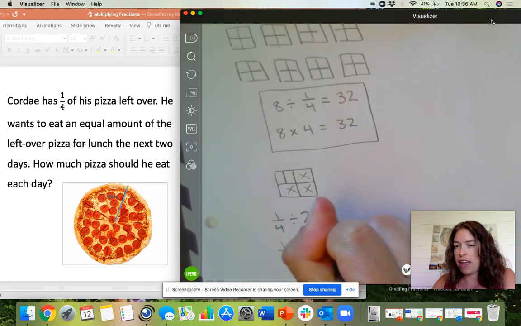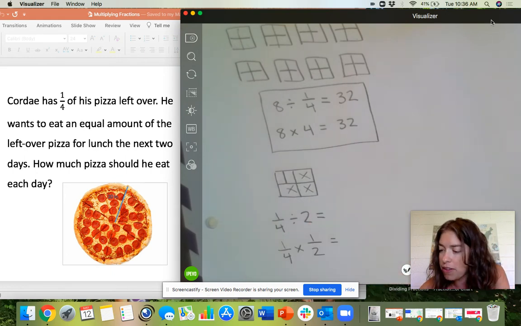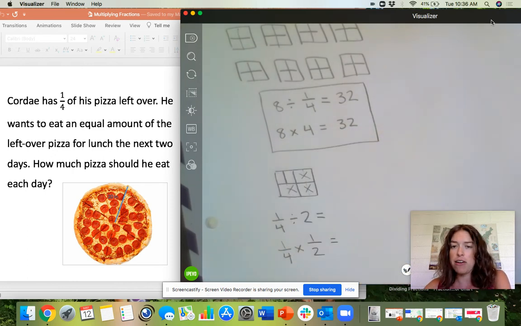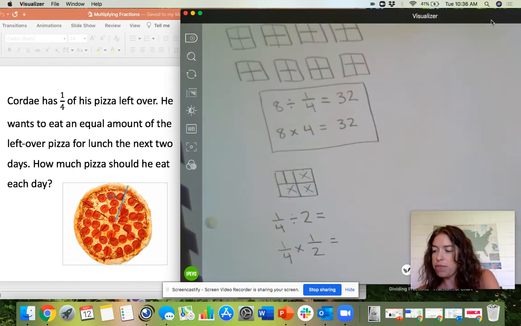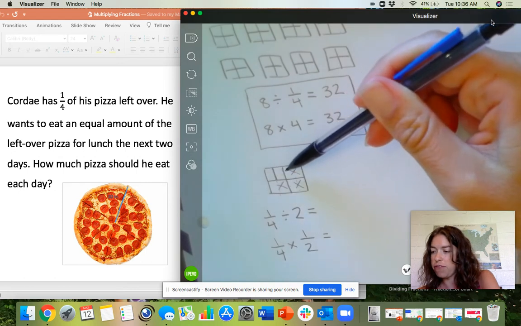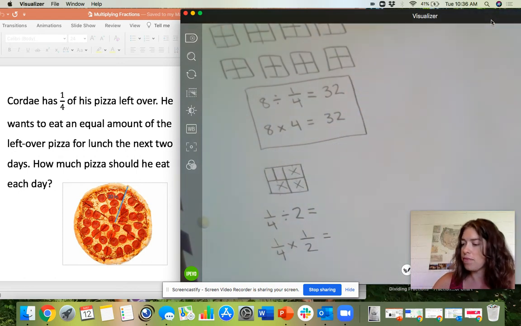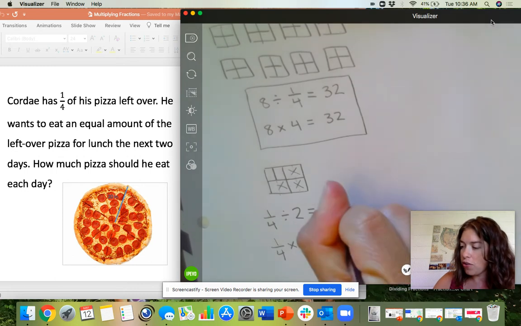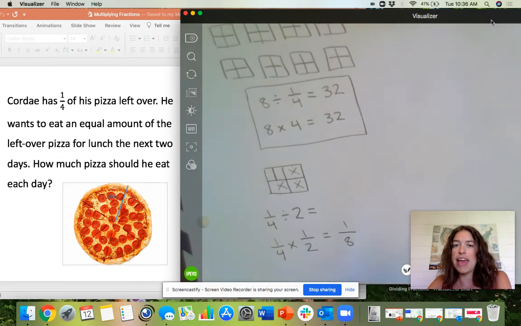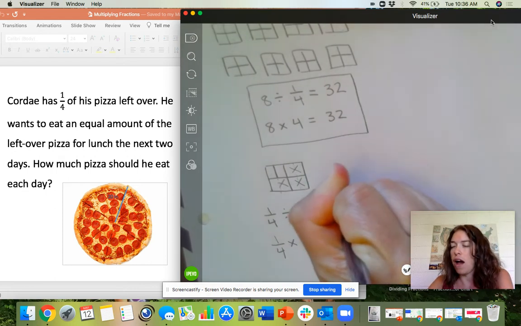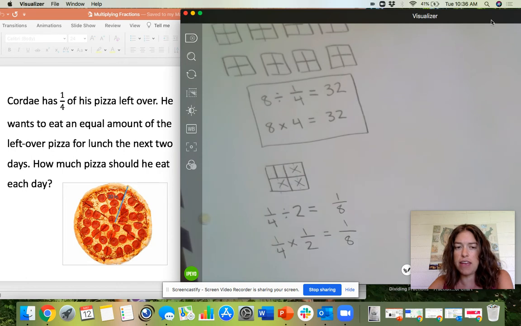And yesterday, using our model, some of us drew in some of these dotted lines so we could count all of the pieces, and we realized, well, in the entire pizza, there would be 1, 2, 3, 4, 5, 6, 7, 8 pieces. And so Corday can eat 1/8 of a piece on Monday and 1/8 of a piece on Tuesday, and he'll be done with his whole pizza.